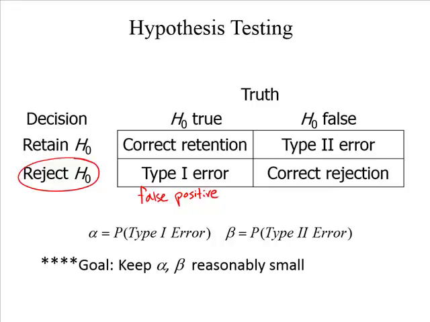Why is that bad? Well, A, because he can't be pregnant. Any other reason why that's bad? What might happen to Joey if he thinks he's pregnant?